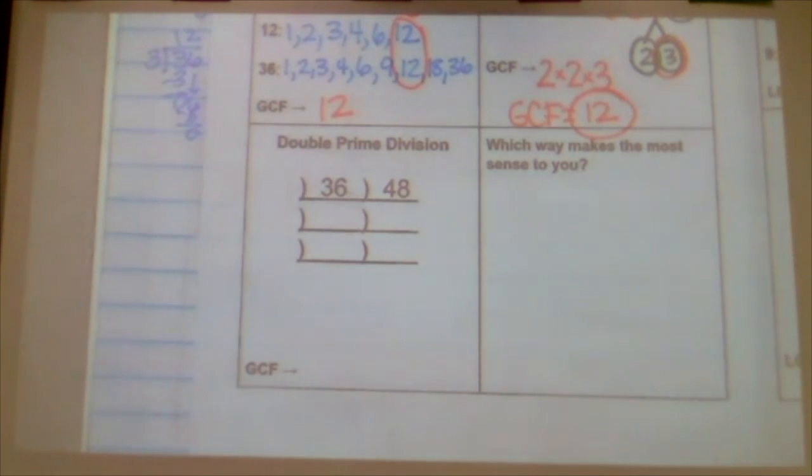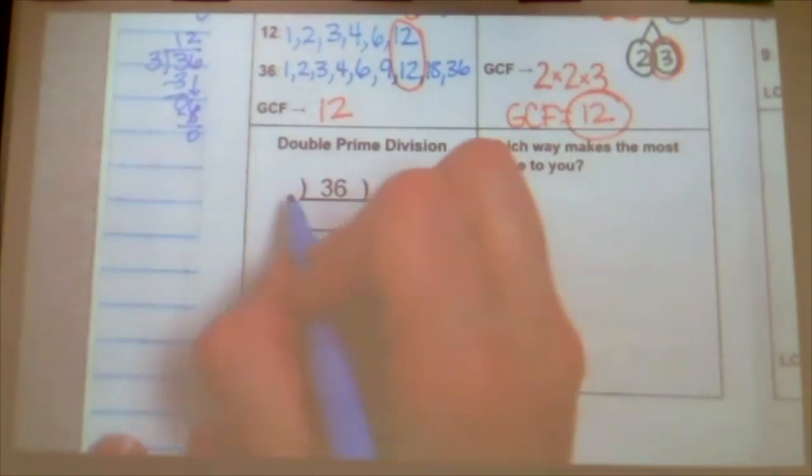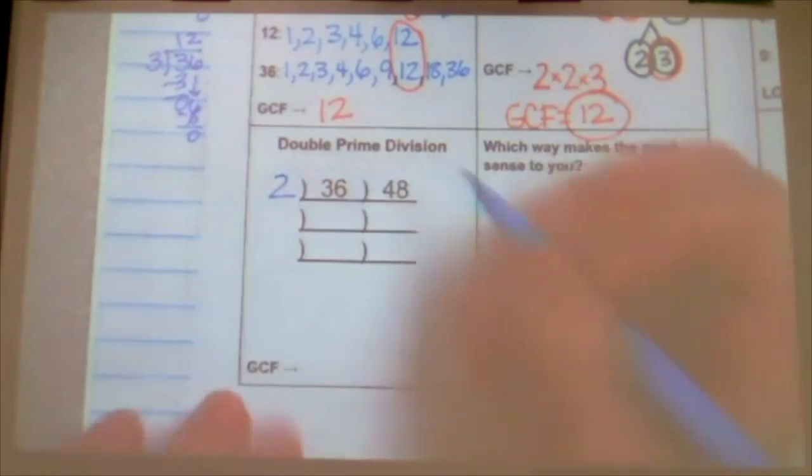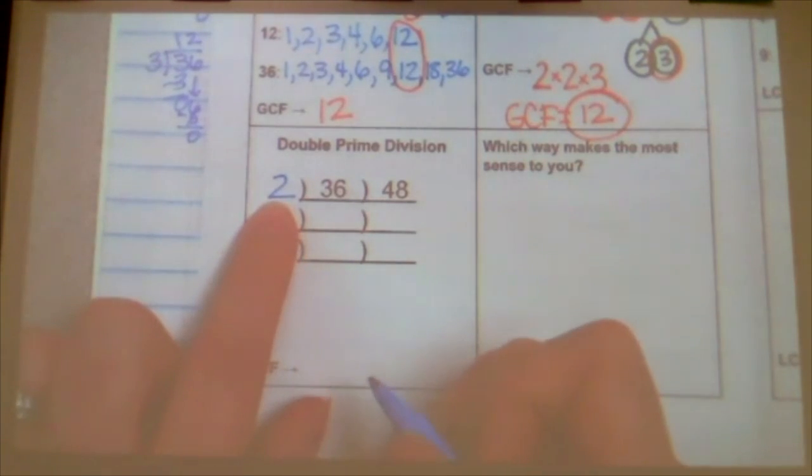The rule of double prime division is you can only divide by a prime number. So our prime numbers are those very simple numbers that only have 1 and itself as a factor. So prime numbers that I like to try are 2 or 3 or 5 or 7 or 11. So there's these small numbers. Now, since 36 and 48 are both even, I'm going to divide by 2. So let's all write a 2 outside.